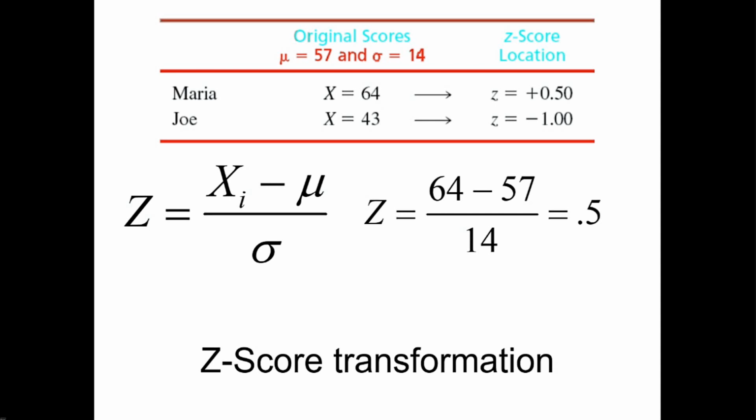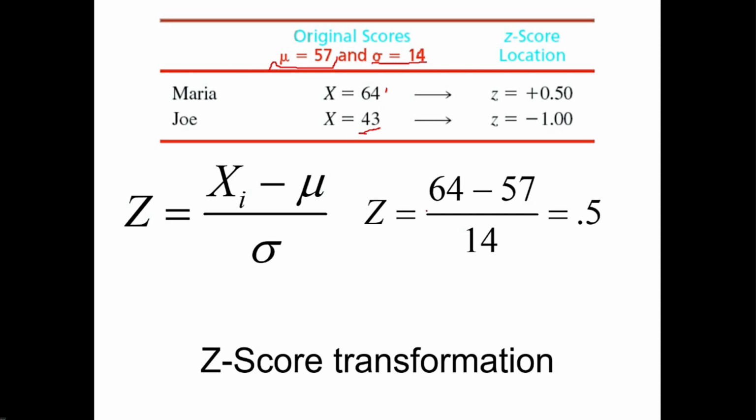All right, so here's a little formula for how to convert scores into z-scores. So we've got these 2 students, Maria and Joe, and Maria got a score of 64. Joe got a score of 43. We can say that Joe got a lower score than Maria, but we don't really know where that is on the standardized distribution. So if we have our original distribution with a mean of 57 and a standard deviation of 14, what we can do is just use this formula to calculate where each person's score is.